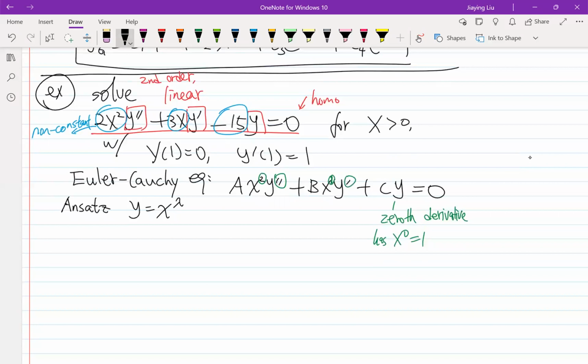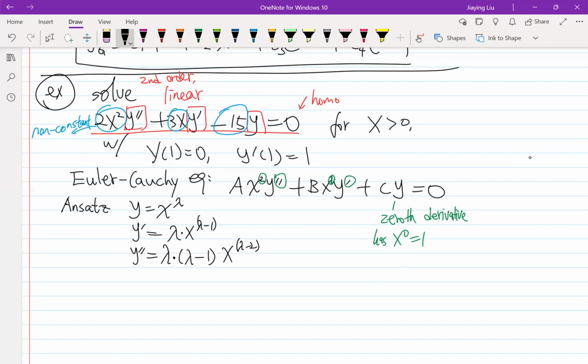And to solve it, we just follow the same process we did before. We find y prime, which just uses the power rule: bring lambda in front, and then subtract 1 from the exponent. So lambda x to the lambda minus 1. That's the first derivative. The second derivative will be lambda times, again using the power rule, lambda minus 1, x to the lambda minus 2.